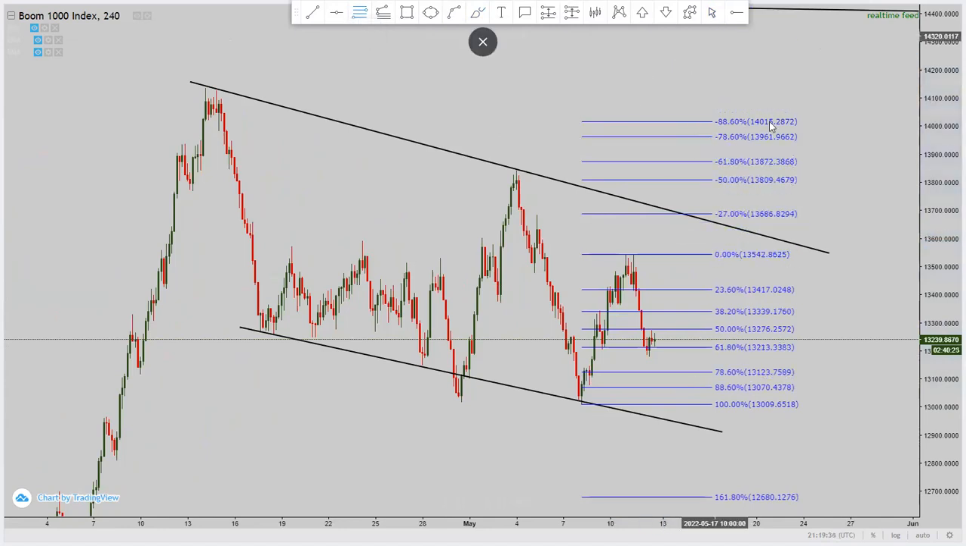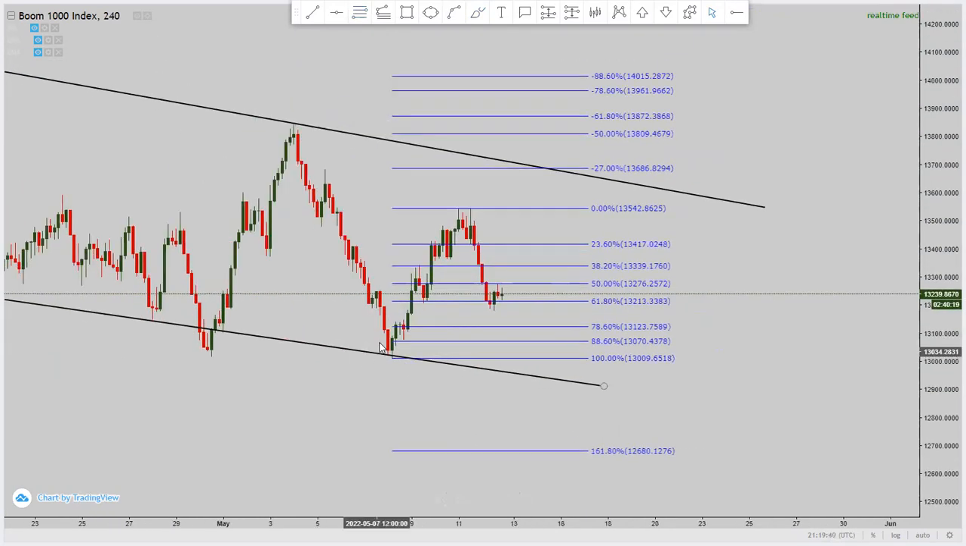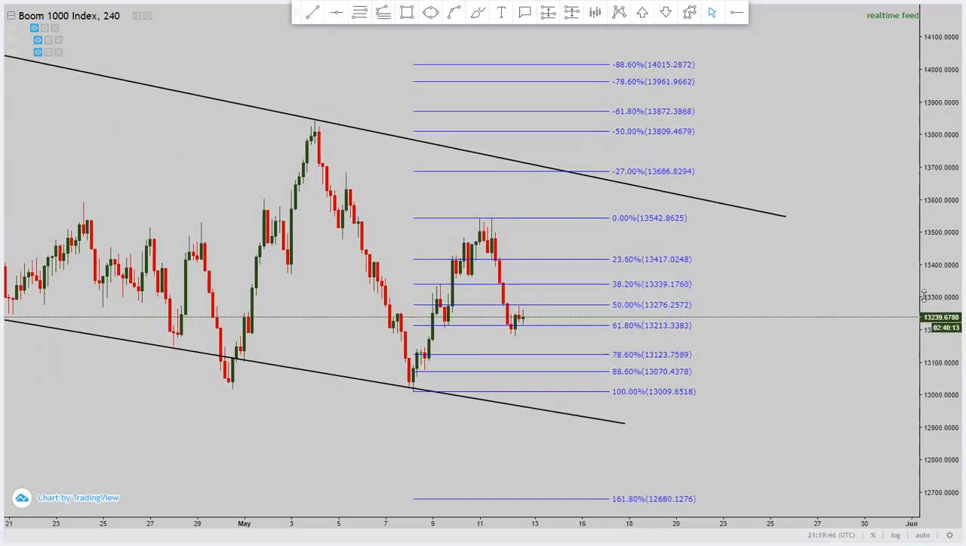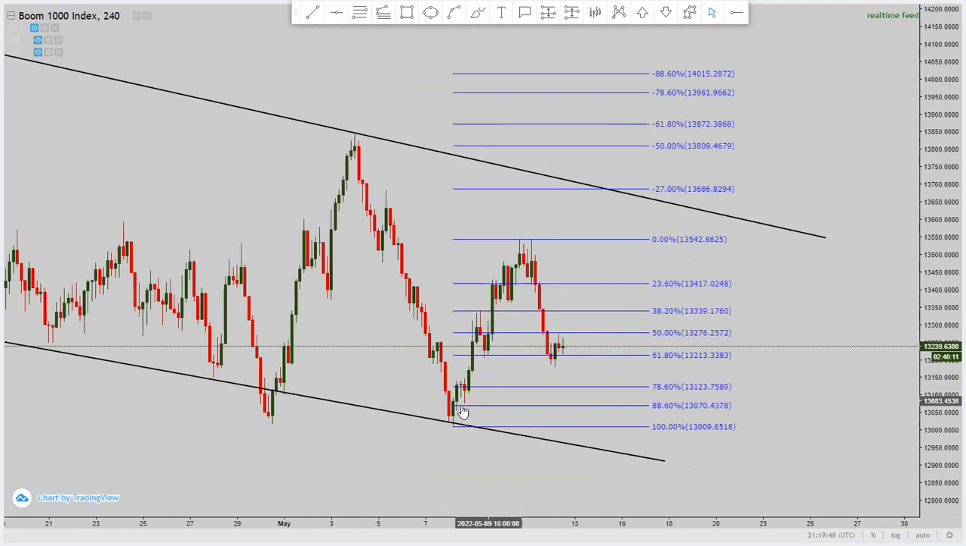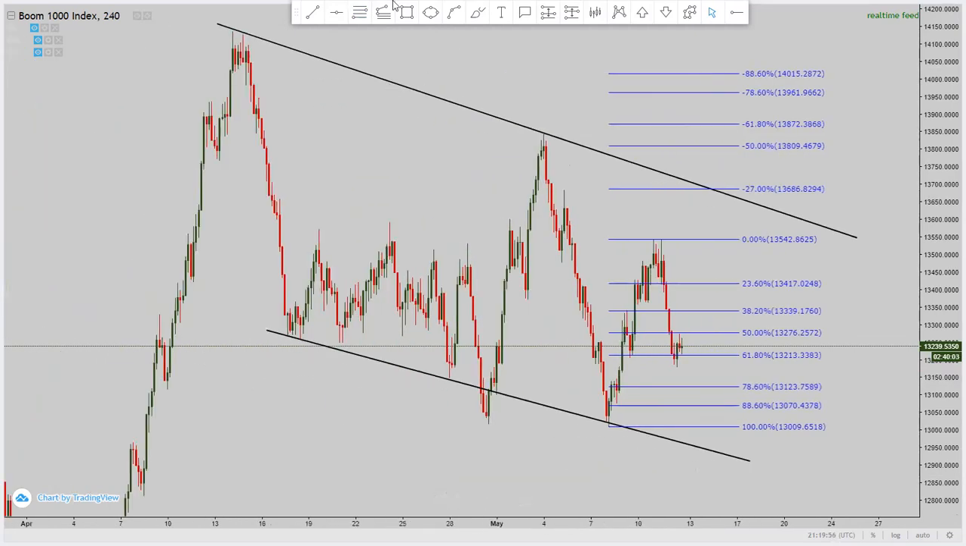So my point A and point B on the 4-hour, if you check my point A and my point B, price is respecting the 61.8 level. You realize that we also have a level of some kind of sensitivity where price is actually at right now.